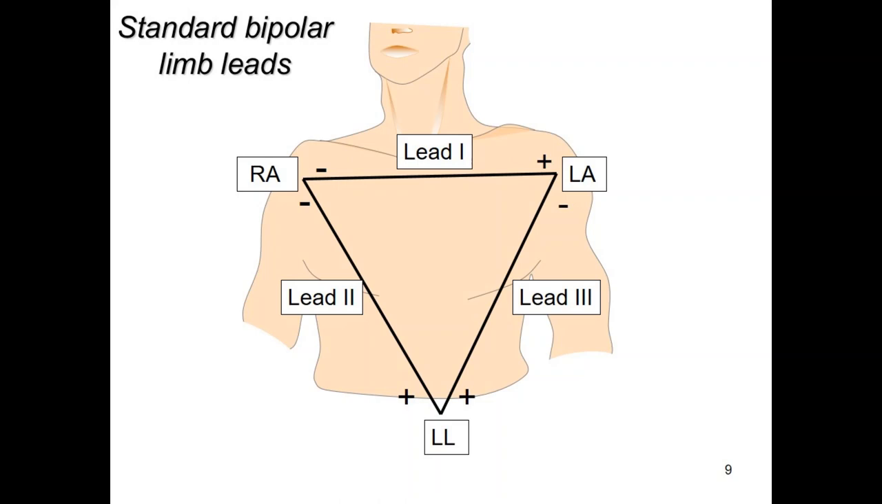So these are the standard bipolar limb leads. Lead one, left arm, right arm. Lead two, left leg, right arm. Lead three, left leg, left arm. They form the three limbs of the equilateral triangle, or Einthoven's triangle. The heart is said to be in the center of this triangle. As I said, you can connect the electrodes anywhere as long as you form this triangle.